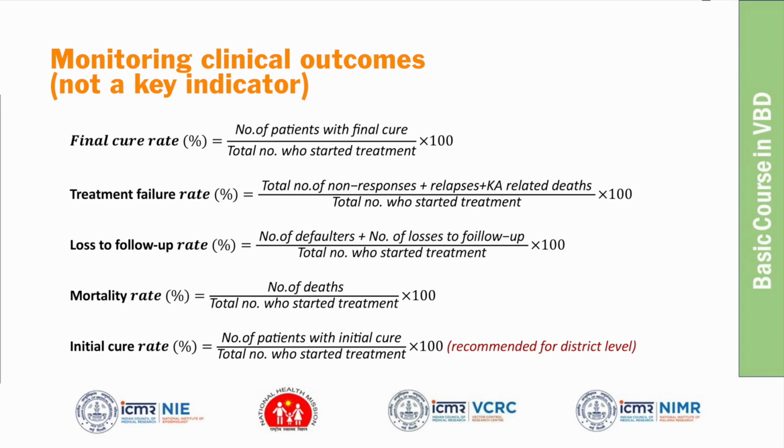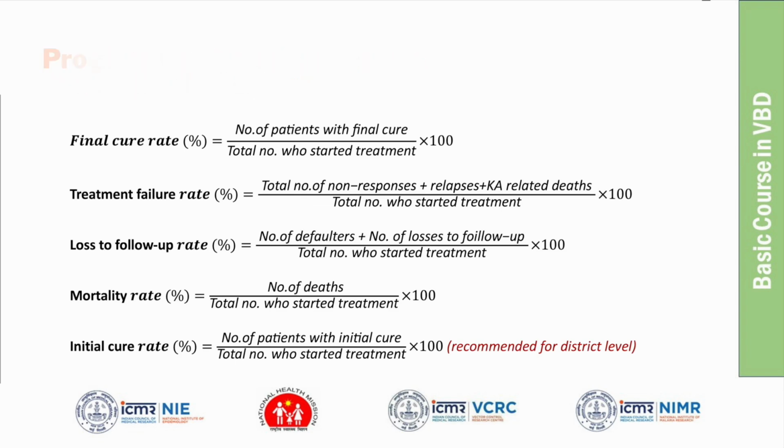Loss to follow-up rate is equal to the number of defaulters plus the number of losses to follow-up divided by the total who started treatment. Mortality rate is equal to the number of deaths divided by the total number who started treatment, and initial cure rate is equal to the number of patients with the initial cure divided by the total number who started treatment. This is recommended at district level as an indicator for monitoring the outcome.